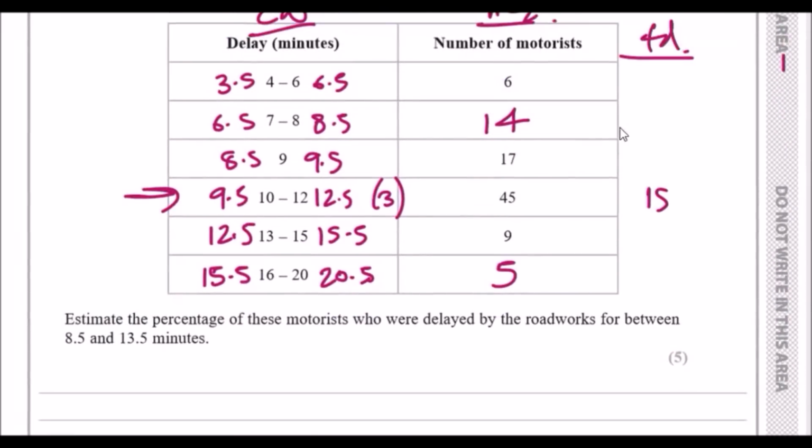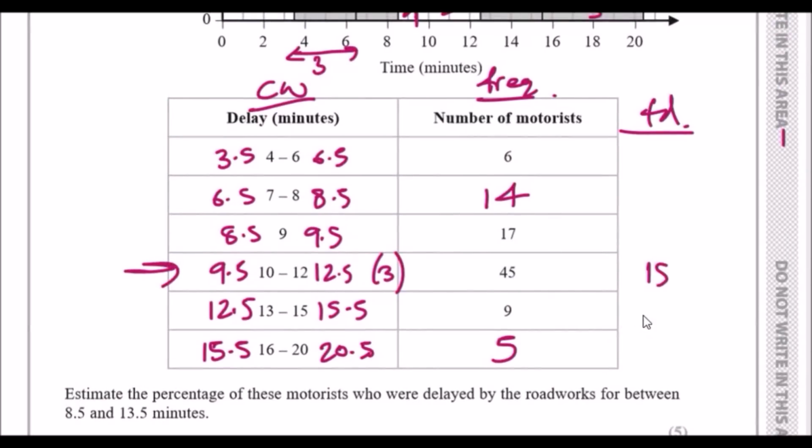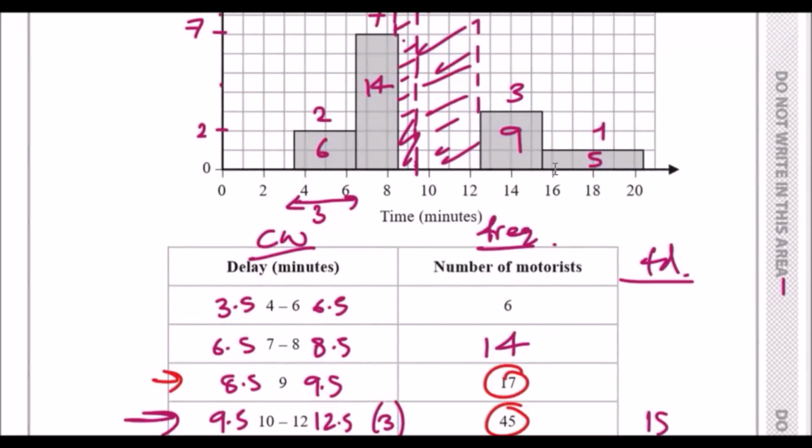Now, what was the question? Estimate the percentage of these motorists who were delayed by the roadworks for between 8.5 and 13.5 minutes. So essentially that's from here, 8.5, so that covers it. So it'd be 17 plus up to 13.5 plus this as well. So 13.5 lies between 12.5 and 15.5. So if we look at 12.5, 15.5, we can just split it, 13.5 to be here. So this would be the limit.